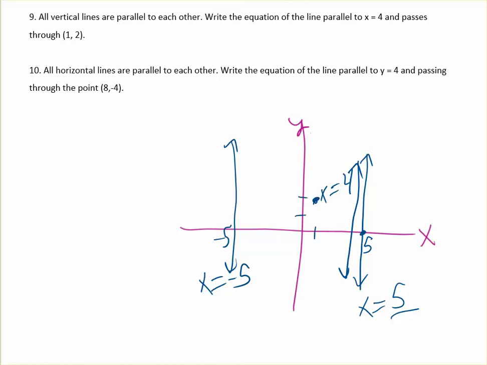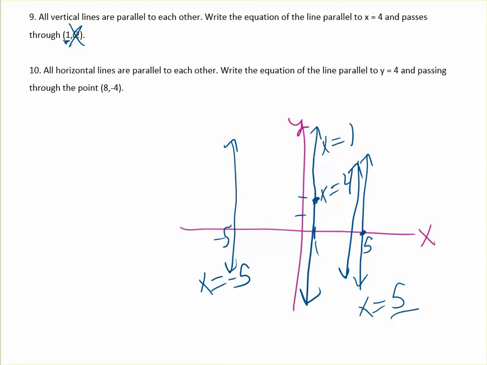So what line would go through that point? What would be the equation of that vertical line? It goes through at x equals 1. So the equation of this line would be x equals 1. The equation would be equal to the x coordinate of that point. You don't use this for anything. You only use that part, so x equals 1.